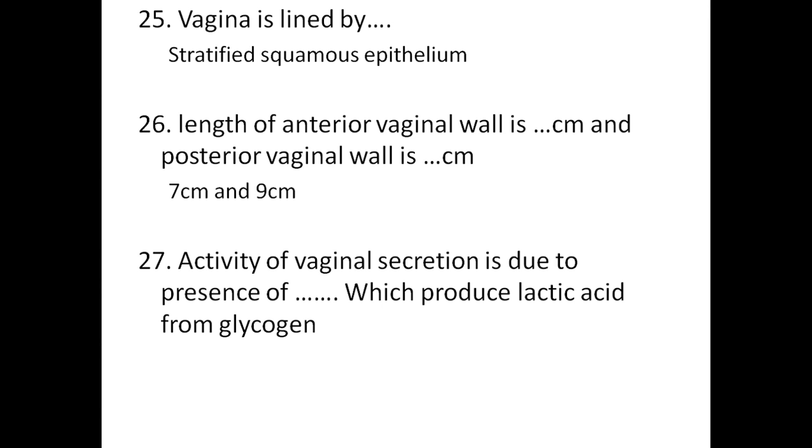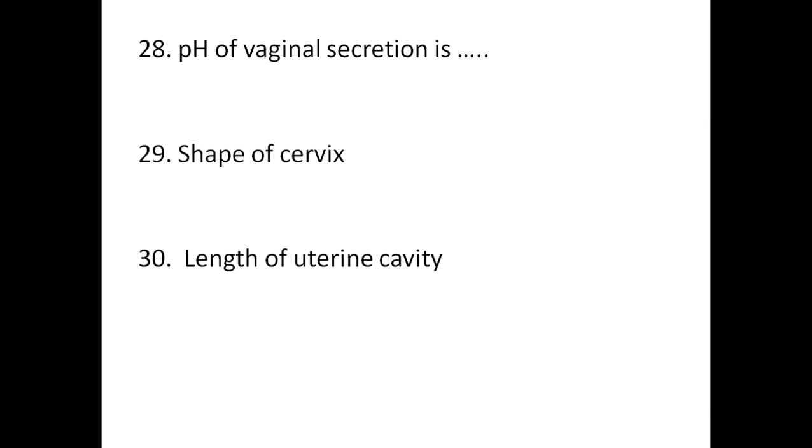The acidic activity of vaginal secretion is due to the presence of Doderlein bacilli, which produce lactic acid from glycogen. So the vaginal secretion is acidic. The pH of vaginal secretion is 4 to 5.